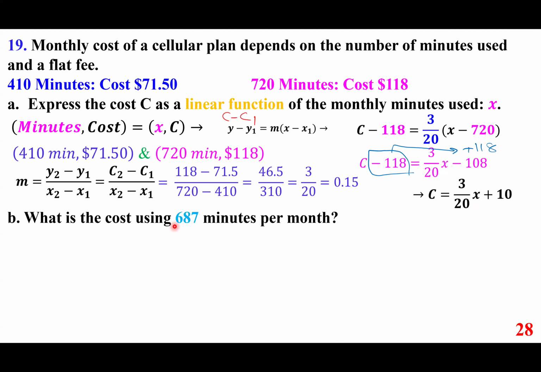Now, what is the cost when we use 687 minutes? So replace the x with 687. Money, you go with two decimals, $113.05.